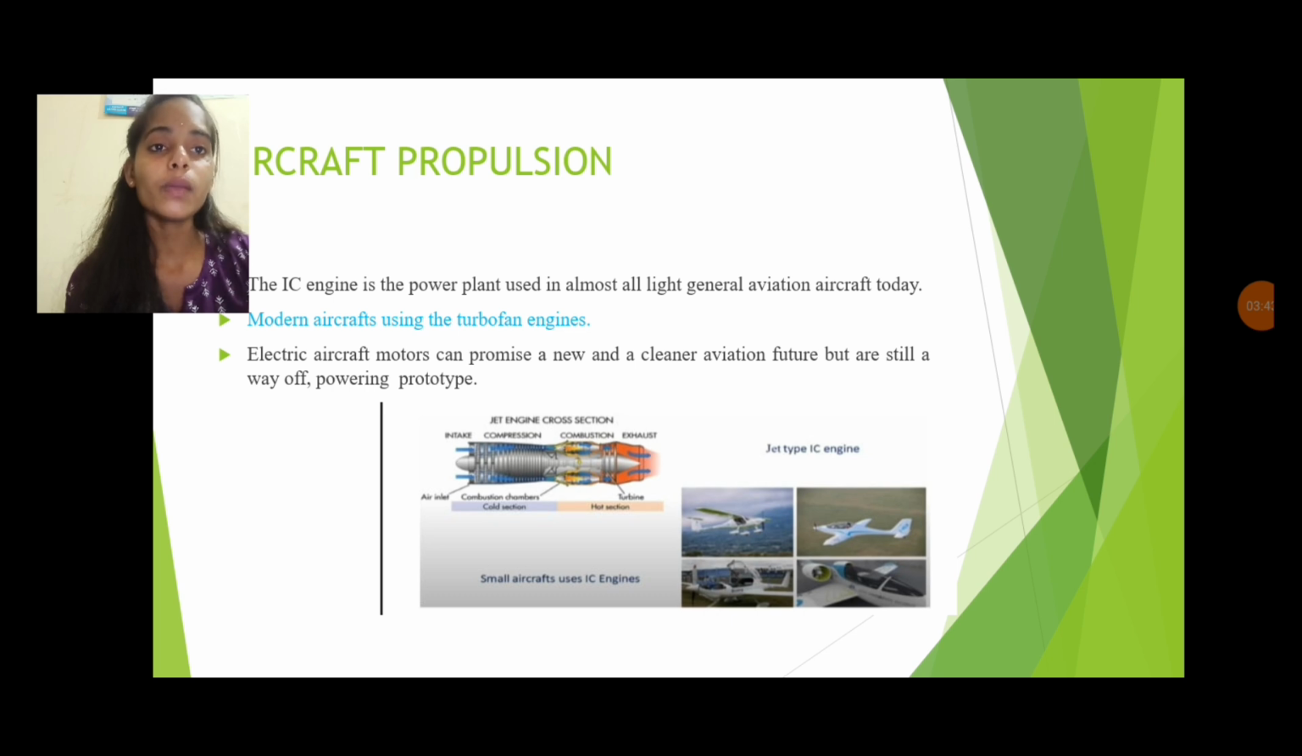Aircraft propulsion. The IC engine is the power plant used in almost all light general aviation aircraft today. Modern aircraft use the turbofan engine. Electric aircraft motors can promise a cleaner aviation future, but are still a way off from powering more than prototypes.